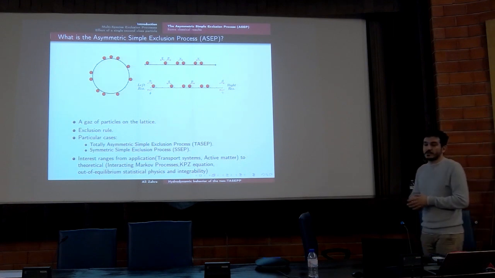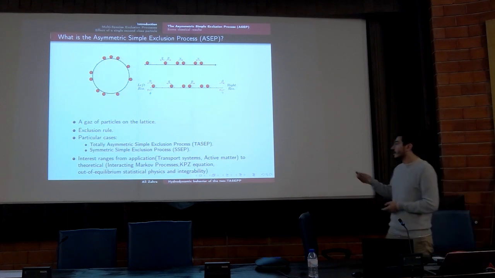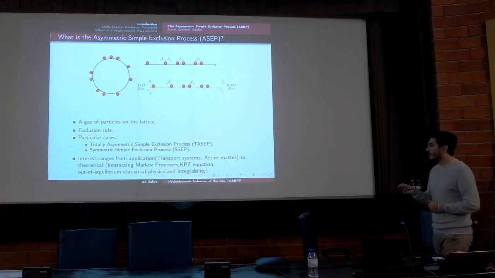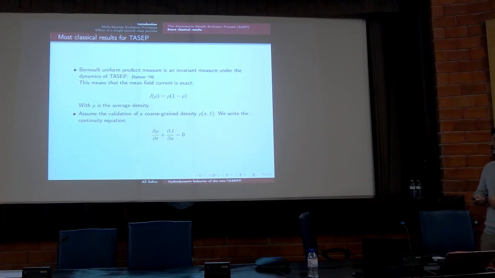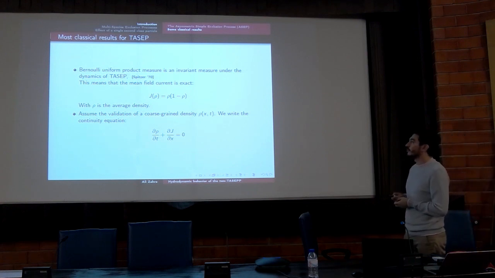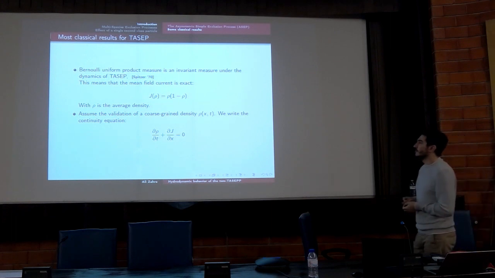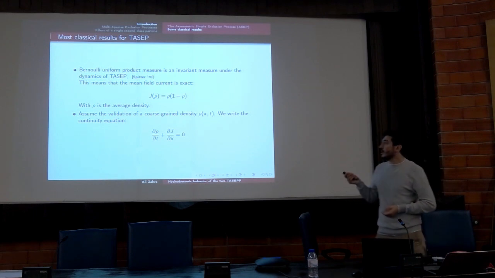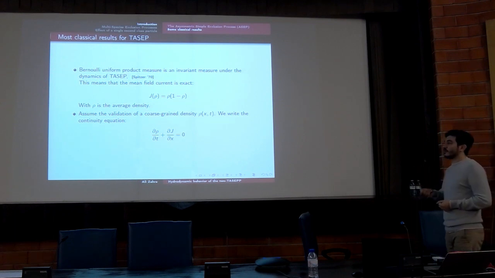Of course, there is also a huge amount of theoretical motivation, because this model has been central for many communities, like stochastic processes, out-of-equilibrium statistical physics, and integrability, as we saw yesterday in the talk of Riemann. Probably the most elementary information about this model is that the Bernoulli uniform product measure is invariant under the dynamics of TASEP. This was shown in the seminal paper of Spitzer, which means that the mean-field current is exact. We'll see soon that in the multispecies generalization, this uniform product measure is no longer valid, which makes the expression of the current much more complicated.